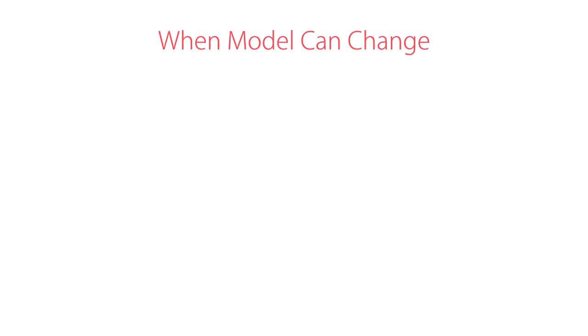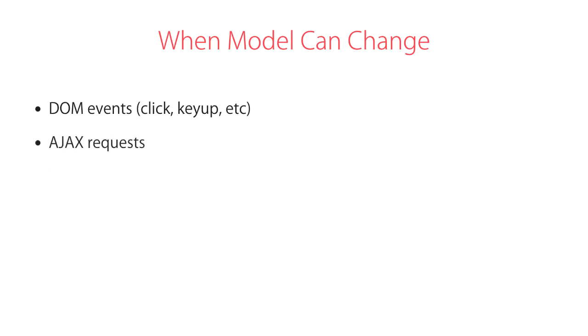But what are these points? Well, model state can change as a result of three things: DOM events, like click, key up, and so on, AJAX requests, and timers. So Angular needs to perform its change detection right after any of these entry points. But how can Angular know when a button is clicked or a key is pressed?